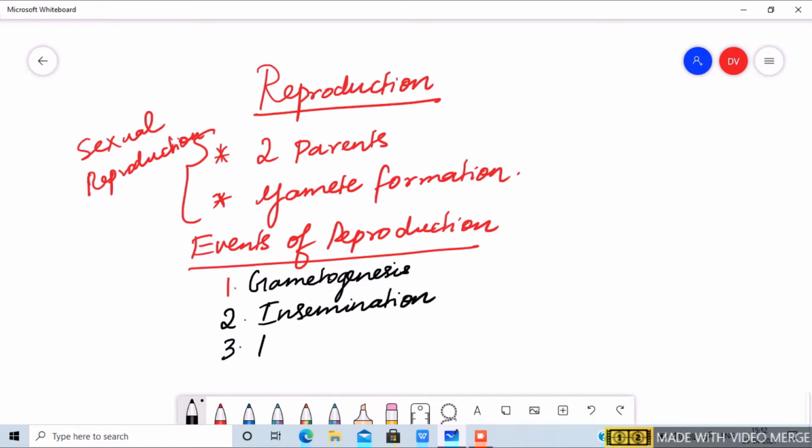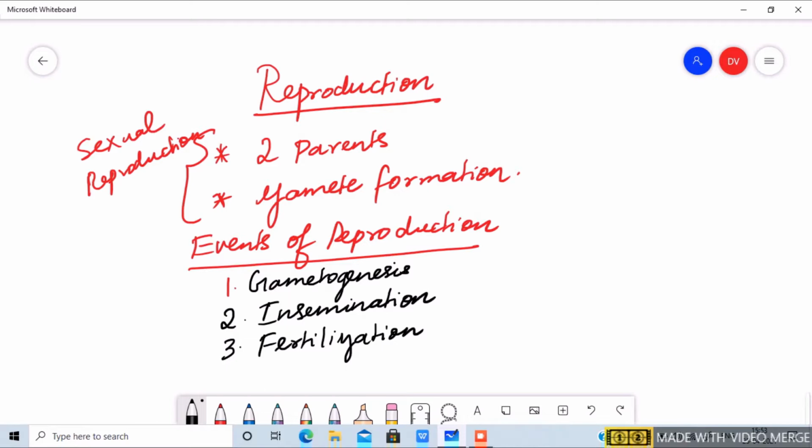And then you have fertilization. First let me explain these three things. What is gametogenesis? Genesis means formation, gameto means gamete. So the formation of the gametes, sperm in male and egg, or ovum, in female, is known as gametogenesis. Once they are formed, the sperm has to get deposited in the female tract, which we call the vagina. Only then can fertilization happen. The process by which the sperm is deposited in the vagina is known as insemination.